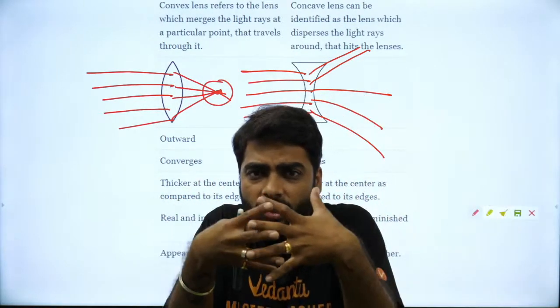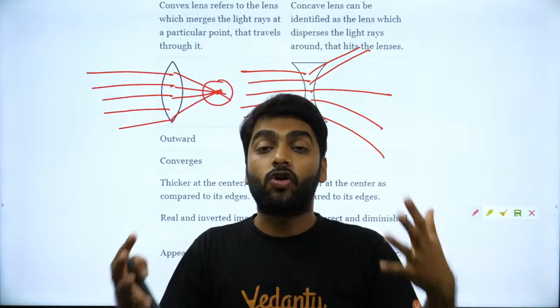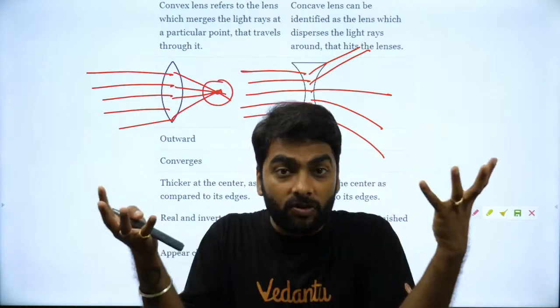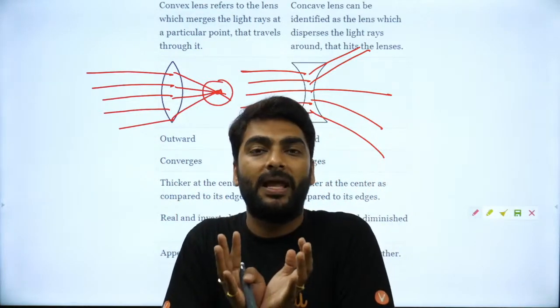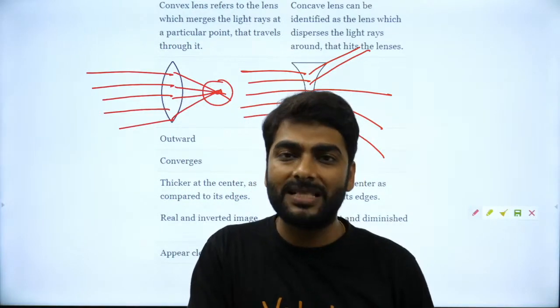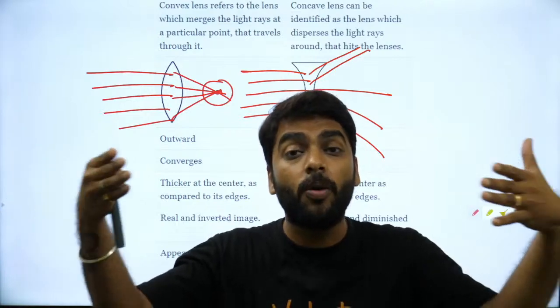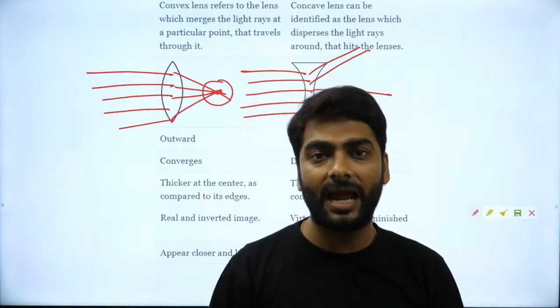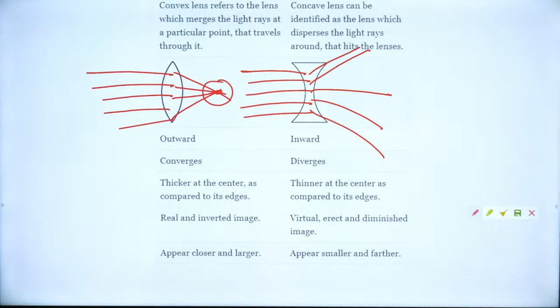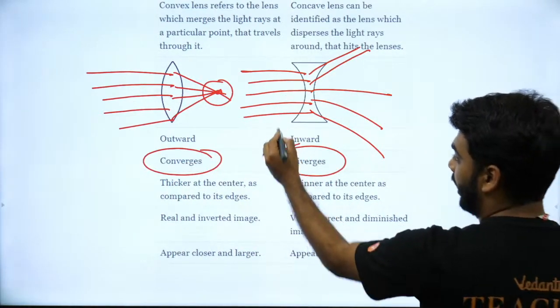Convex will converge. Remember, convex, converge. A convex lens will bring all the light on one place. When you want to pinpoint on something, you will use a convex lens, like a laser light. Laser light is not for spreading, it is for pointing. And that is why in laser lights you will use a convex lens.